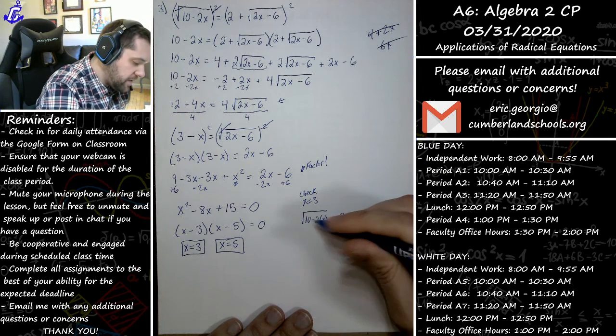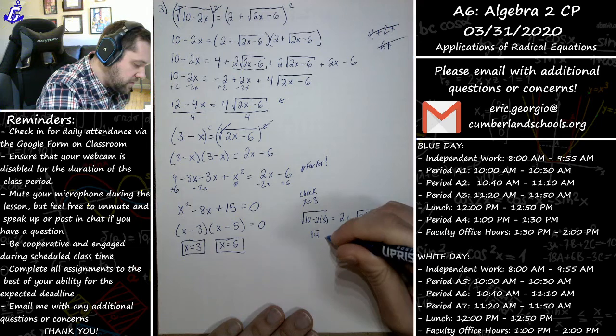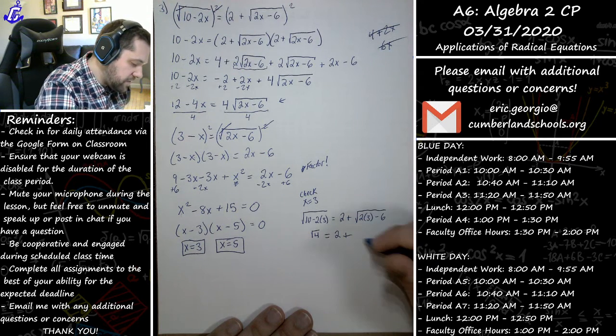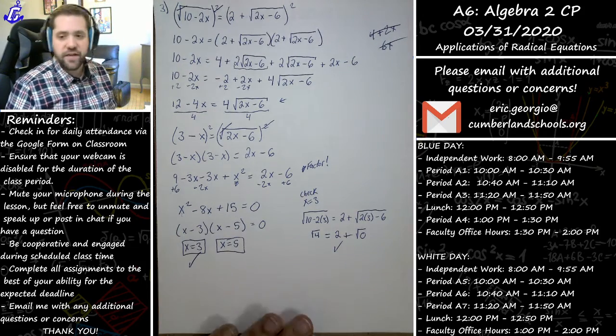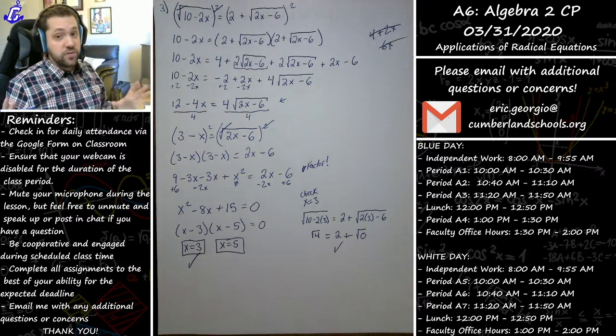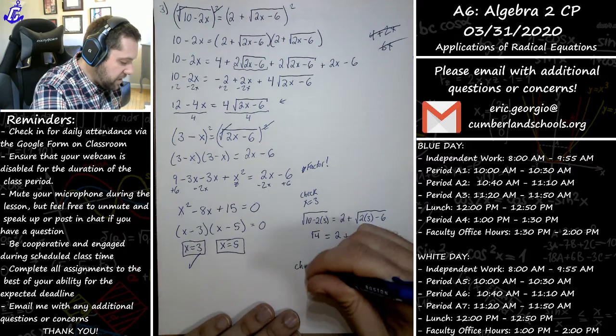Let's find out. This is the square root of 4, which is 2. Is that equal to 2 plus the square root of 0? Yeah, that certainly seems like it works out, right? So we get one possible solution of x equals 3. Could be two solutions here. Let's find out. Let's check.